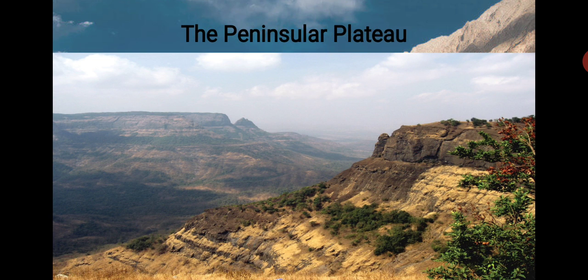Now comes the Peninsular Plateau. It lies to the south of the northern plains. It forms an irregular triangle with a broad base in the north and apex in the south. Aravalli Hills, one of the oldest ranges of the world, border it on the northwest side. The Western Ghats border the plateau in the west and the Eastern Ghats bound it in the east. It is the oldest landmass of India. It is made up of very ancient crystalline, hard, igneous and metamorphic rocks.